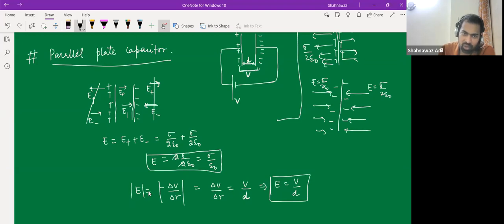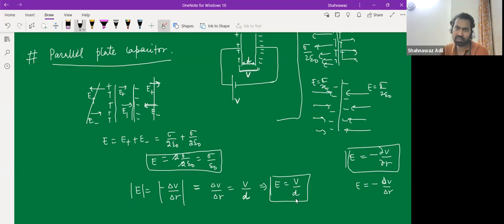Okay. Because we know that E is the gradient of potential, right? This we know. And we can write this as minus delta V by delta R, right? So if we take the mod, which gives you the positive value only, this will be V by D. And electric field is potential by the distance, right? So is this clear now?